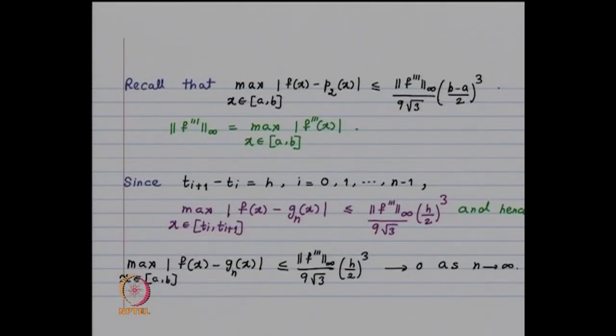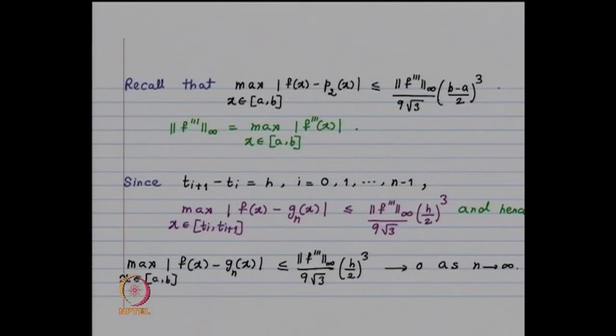So, the error for a single polynomial was norm f triple dash infinity upon 9 root 3 into b minus a by 2 cube. Look at the interval t i to t i plus 1. So, replace the interval a b by t i to t i plus 1. Then the upper bound is norm f triple dash infinity by 9 root 3 into h by 2 cube. We could have taken the maximum for the third derivative only on the interval t i to t i plus 1. Still it would have provided us an upper bound, but we wanted an upper bound which is independent of i. So, for each interval t i to t i plus 1 we have got the same bound. So, if you take the maximum over the whole interval a b, it is going to be the same bound.